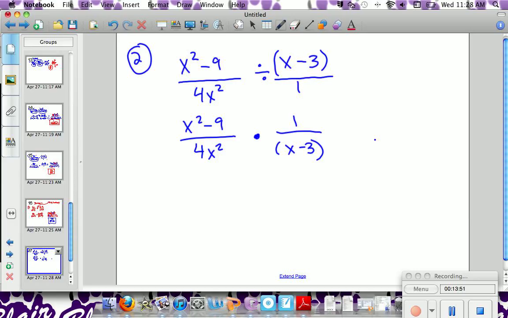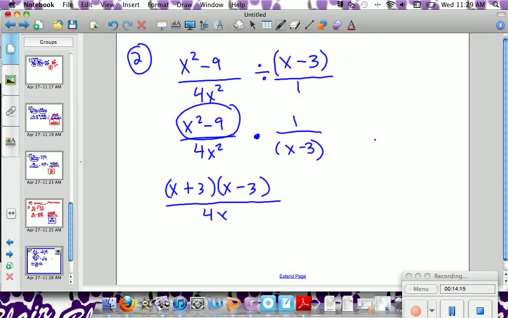Now I'm going to go through again, and I'm going to check. X squared minus 9 is not simplified. That can be factored. So I'm going to factor everything I can. X squared minus 9 is a difference of squares. So it's going to factor into different signs. X and x, square root of 9 is 3 and 3. All over 4x squared is already simplified. Times 1 is simplified. And x minus 3 is simplified. Notice it's locked in because we have addition or subtraction.